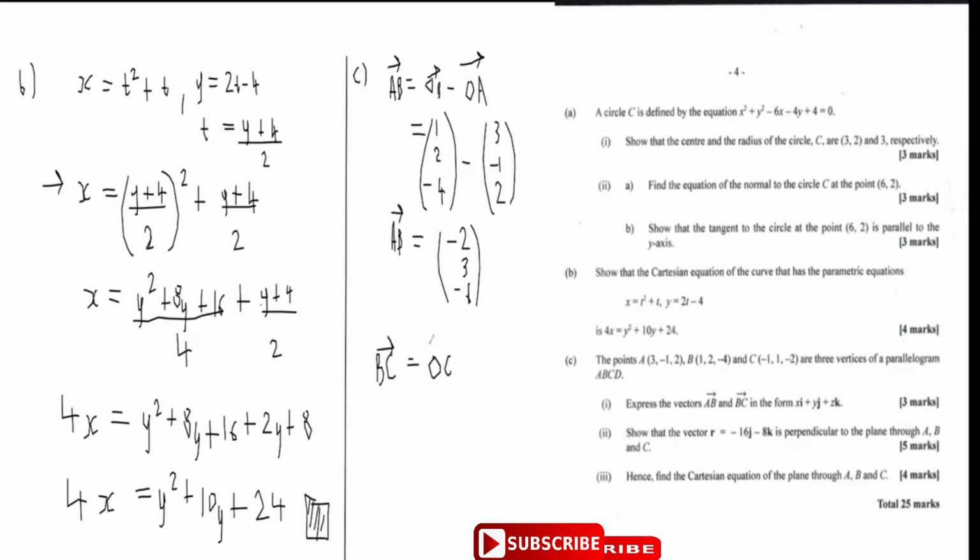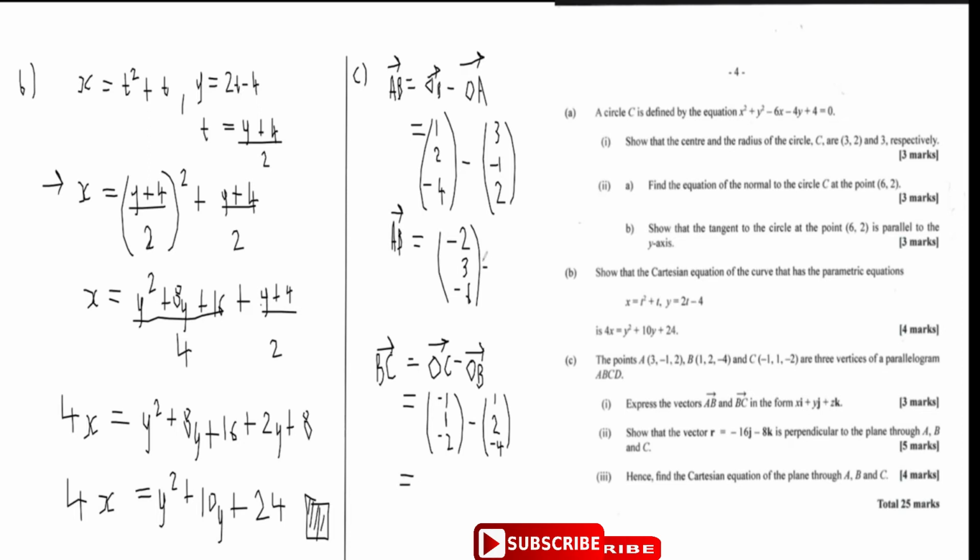So vector BC is vector OC minus OB. Nice and easy. Now since this is vector BC, OC minus OB, let's go ahead and do it. Vector OC is minus 1, 1, minus 2. And then we're going to subtract vector OB. And vector OB is 1, 2, minus 4. Nice.